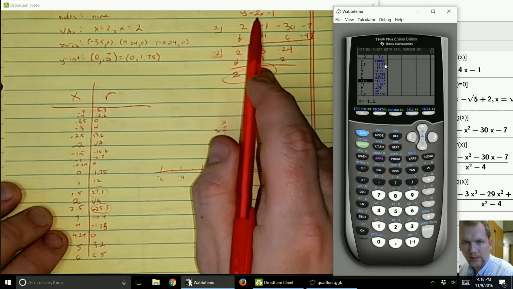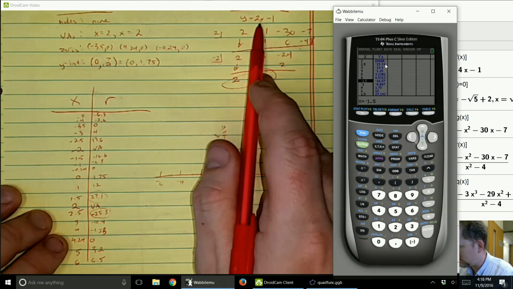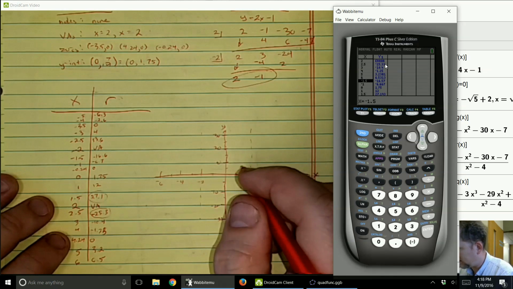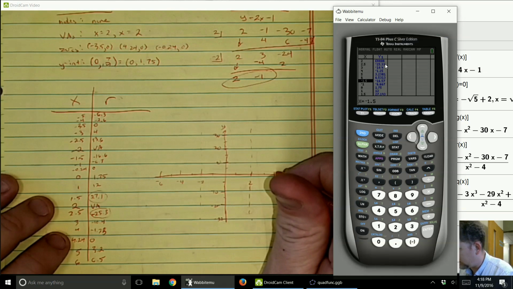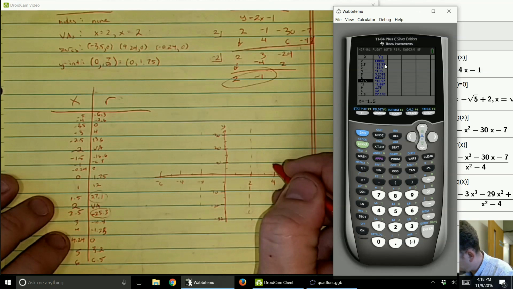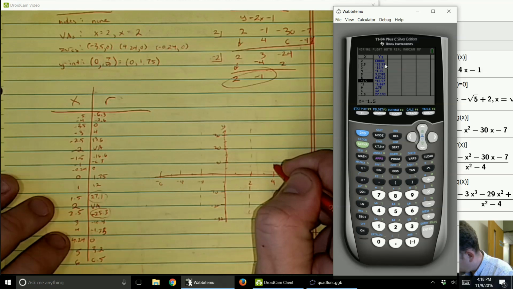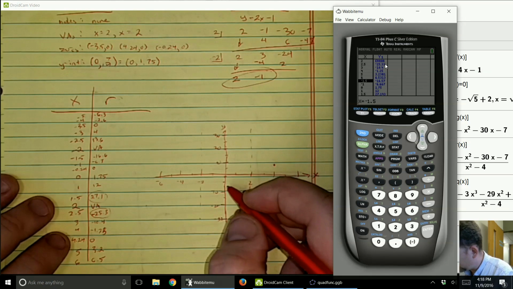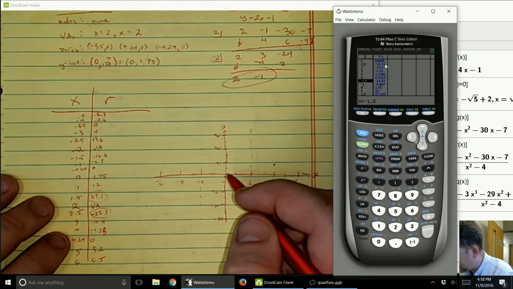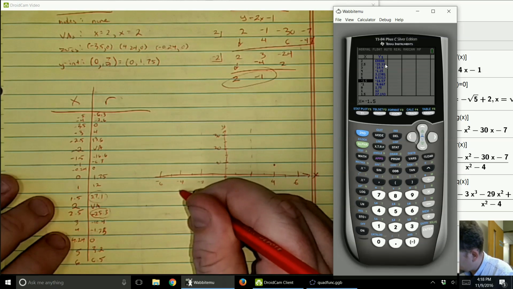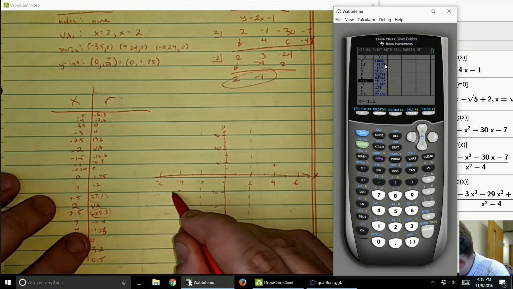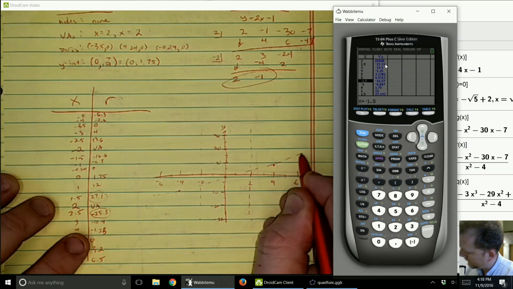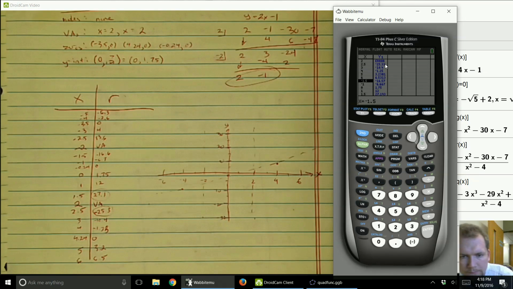Y equals 2x minus 1. So, alright, let's put 4 in. If we put 4 in, we get 8 minus 1 is 7. If we put 0 in, we get negative 1. If we put negative 4 in, we get negative 9. So it's doing something like this. Okay, cool. Now we plot.